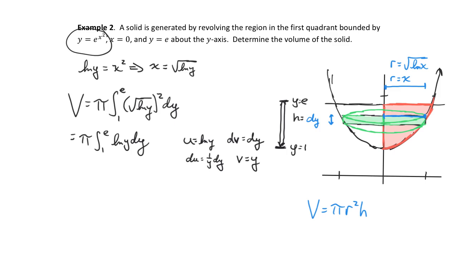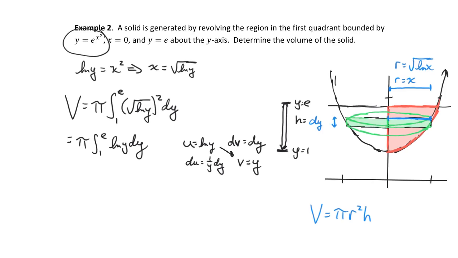So it's uv minus the integral of v du. Don't forget, you've got the pi. We're going to do that difference, u times v, so we need a parenthesis. y times the natural log of y evaluated from 1 to e minus the integral. We're going to multiply v times du, y times 1 over y dy, evaluated from 1 to e.